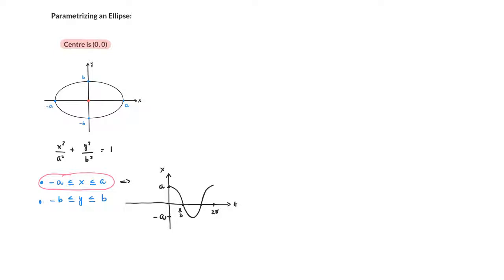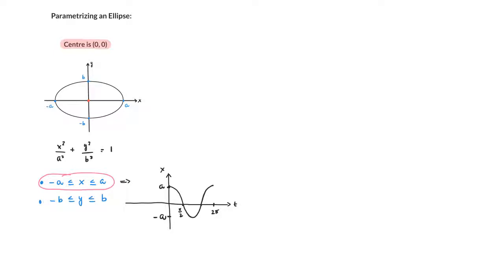I am thinking of cosine. I drew this sketch right here where I placed t on the horizontal axis and then x on the vertical axis. And I noticed that if I use cosine to represent x, that may be a way for me to get all of the right conditions for x. X will be between negative a and a.